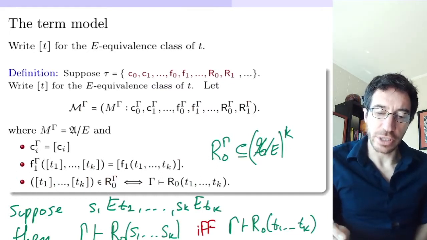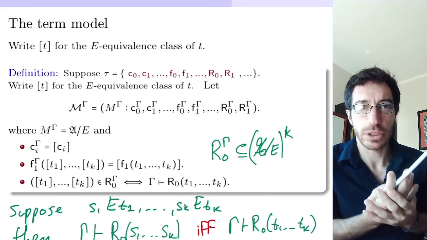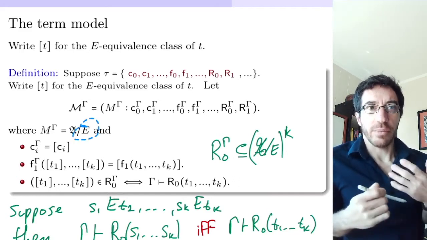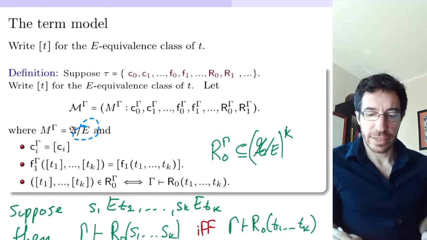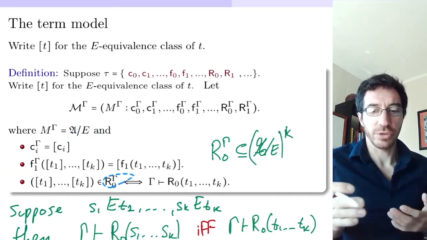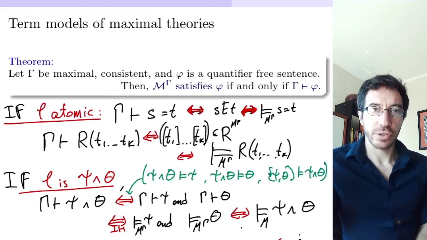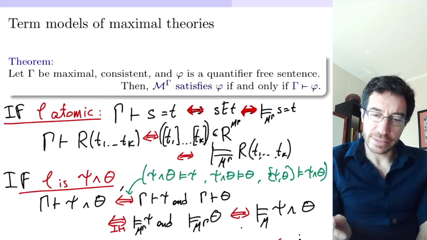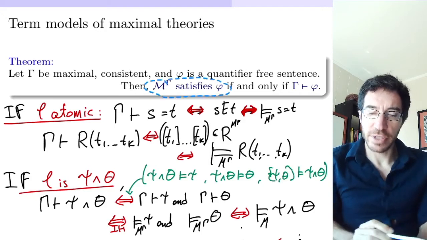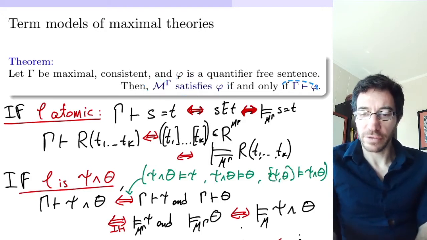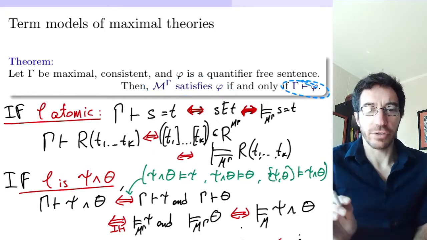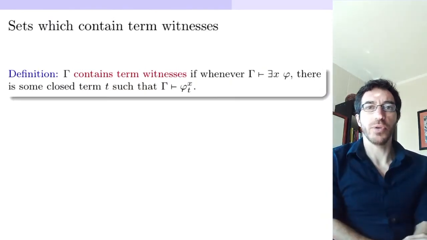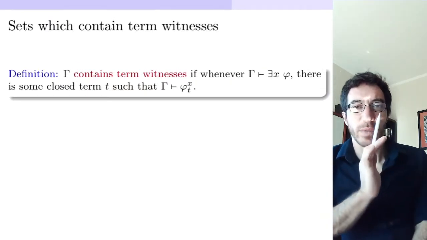By taking all the closed terms that you can write in the language. Then consider this equivalence relation: two terms are equal if you can prove they are equal. And then define the function symbols and the relation symbols on this quotient. And we proved that if you have a maximal set of sentences, then the term model satisfies all formulas phi if and only if they are proved, but only for the case when phi is quantifier free. So what we need to do now is fix the case with the quantifiers.